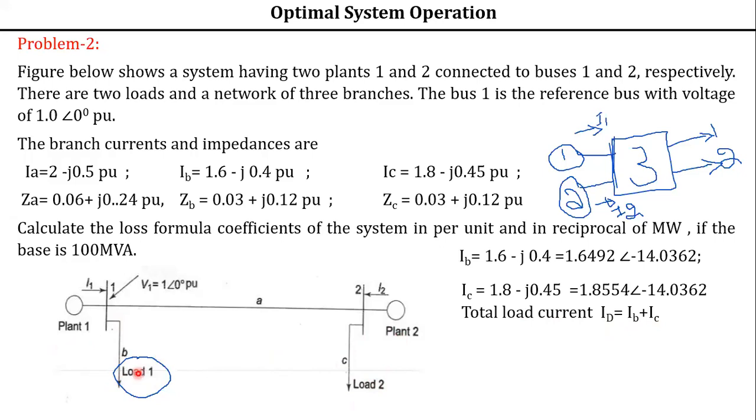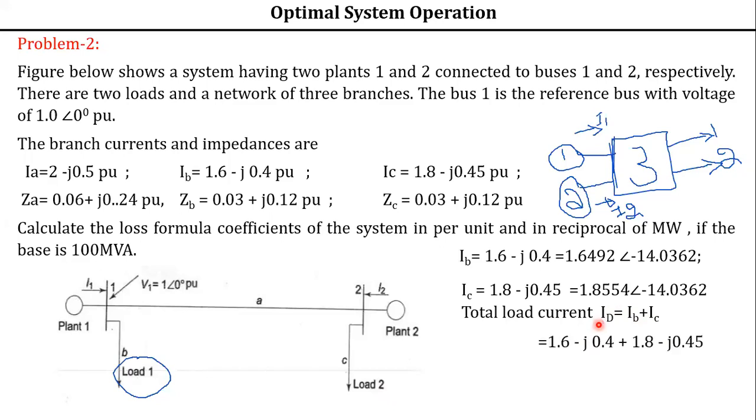Hope you understood. So what is the load current here and here? These two things you have to add. The current flowing to this load is this branch current, that is IB. And the load current flowing to load 2 is this branch current IC. So IB plus IC is your total load current. This is the first step you have to do before applying our case 1 and case 2.